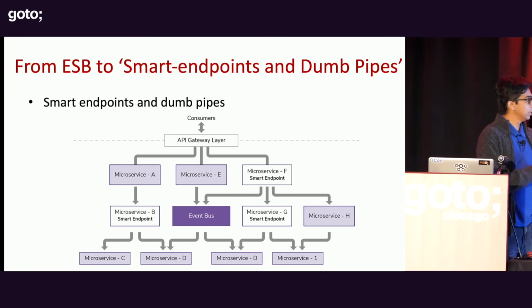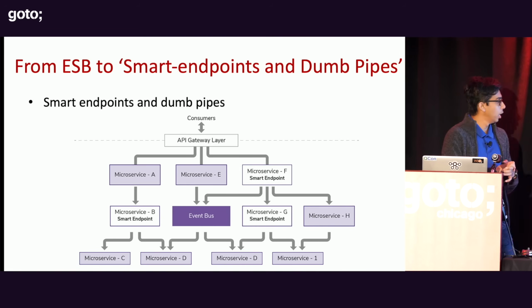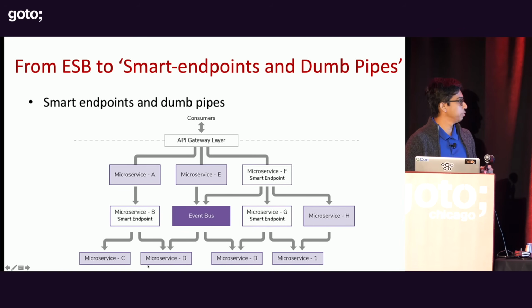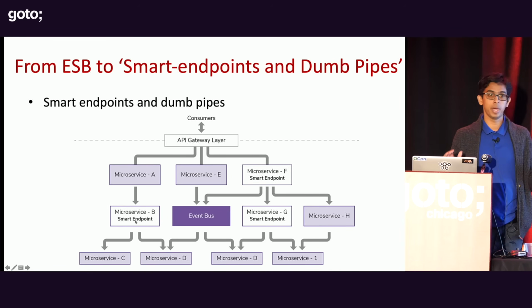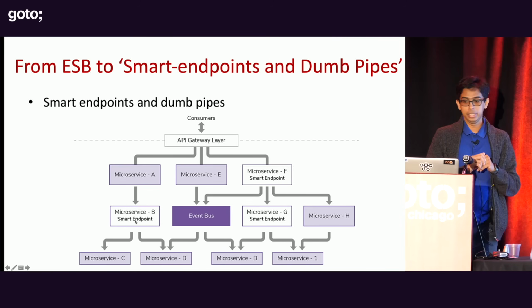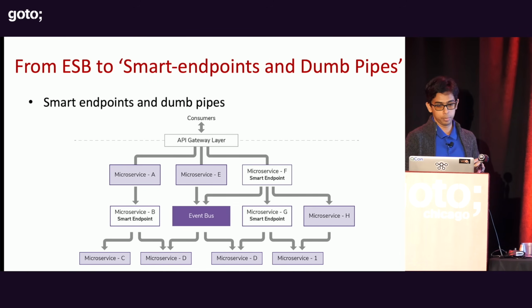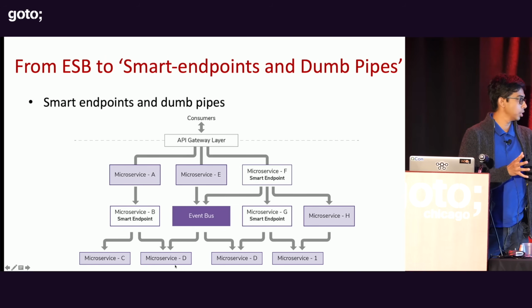Now, if you look at this diagram, you can see there are different types of microservices. For example, microservice A, E, and likewise there are multiple microservices, and there are a set of microservices which we have labeled as smart endpoints. A smart endpoint means the integration logic. So this particular smart endpoint contains the logic that talks to microservice C and microservice D. So this is request-response based communication, sequential calls to two different other services.